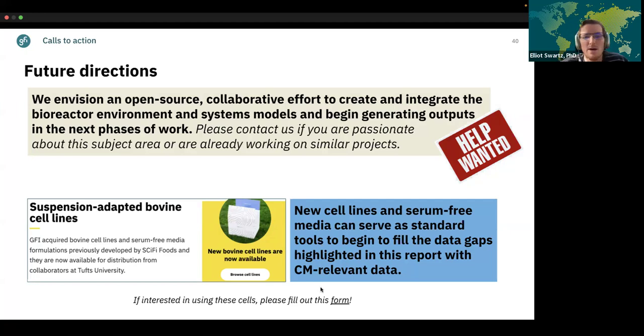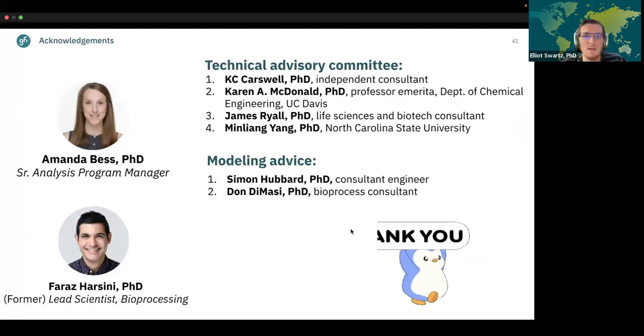Also wanted to mention that, from a tooling standpoint, having these cells and defined media will be important. And so we recently announced the acquisition of bovine cell lines that grow in suspension and defined serum-free media. We think that these can serve as a nice standard tool to begin to fill some of the gaps that we discussed in the report. We currently have a wait list for getting access to these cells. So if you want to fill out the form that I think Renee just dropped in the chat, we will get in touch with you as soon as we're ready to start distributing those cells.